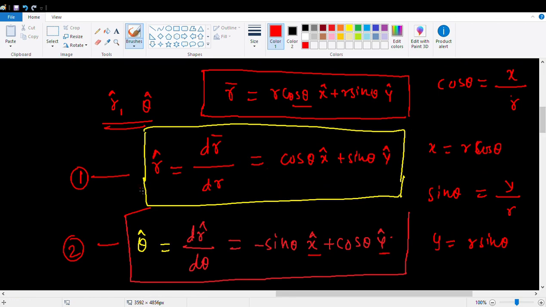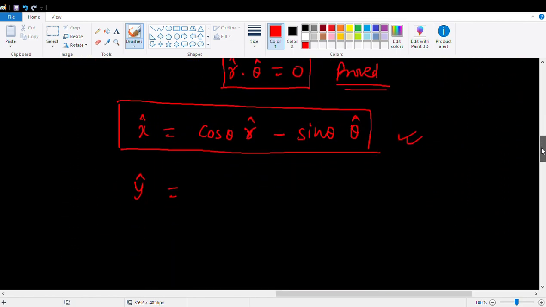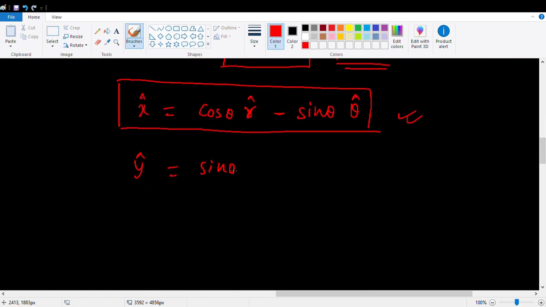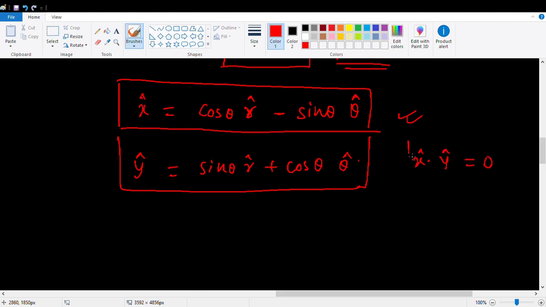Okay, now similarly the same rule goes for y hat. So what happens to y hat? If I multiply this by sine and this by cos, this term will cancel out, and this will become cos sine square theta plus cos square theta. Now these are the same, so cos square theta plus sine square theta is going to give me 1. So I don't have to do anything, just sine theta r hat plus cos theta theta hat is going to give me y hat. Now you can easily check that x hat dot y hat is going to give you 0. So in this way I have figured out what my polar coordinate system is.